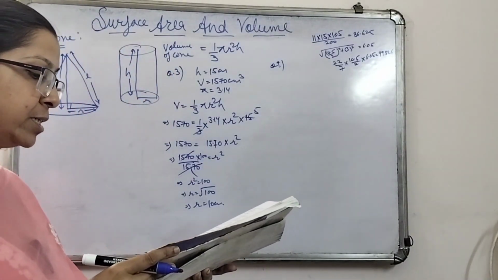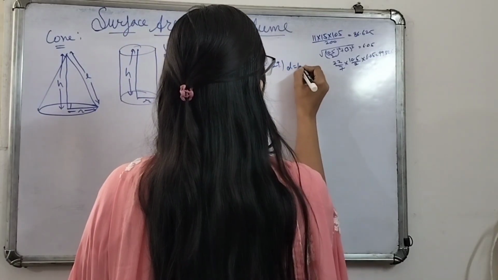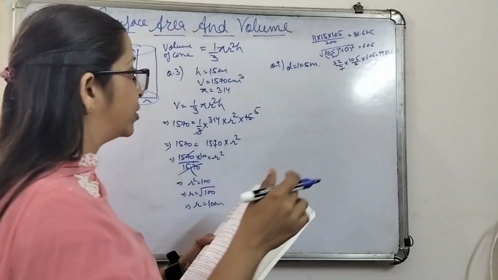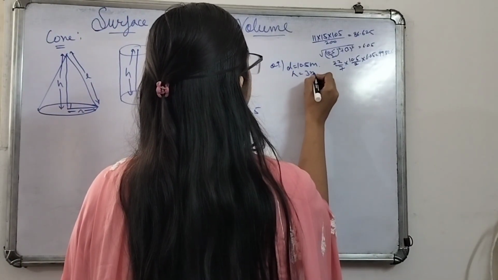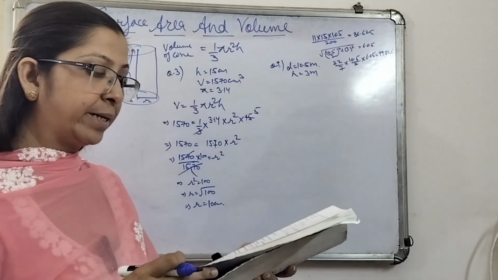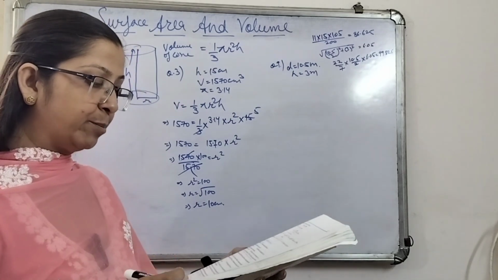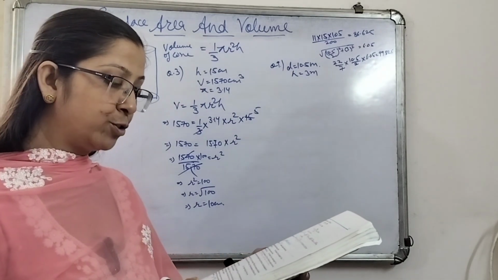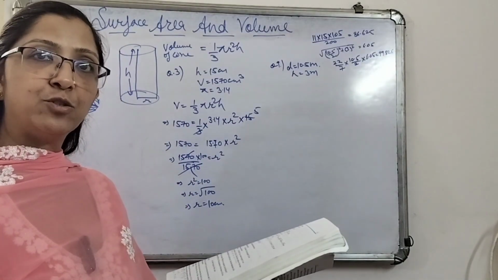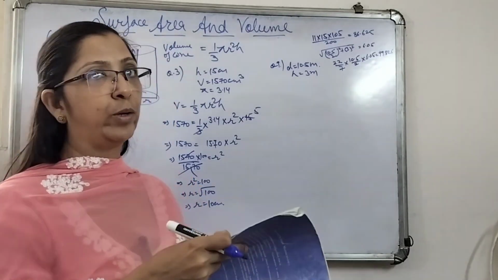A heap of wheat is in the form of a cone whose diameter is 10.5 meter and the height is 3 meter. Find its volume. The heap is to be covered by canvas to protect it from rain. Find the area of the canvas required. That means we have to find its curved surface area also, because the canvas is going to cover only the curved surface, not the bottommost surface. So the curved surface area is required and the volume is also required.